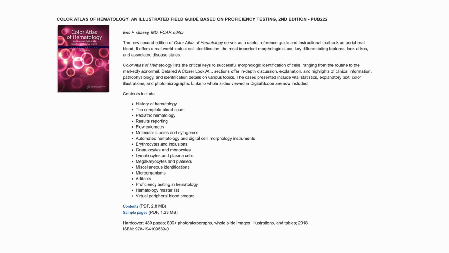Color Atlas of Hematology and Color Atlas of Body Fluids from CAP. I have both of them and they are amazing resources. Their illustrations are the best. Dr. Eric Glassy is a great illustrator for all the things that you need for body fluids and hematology.